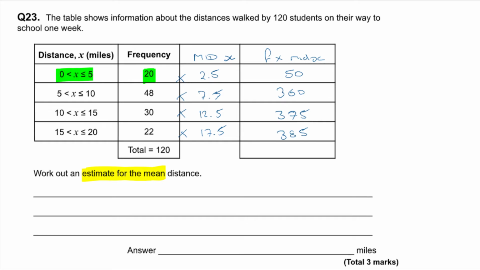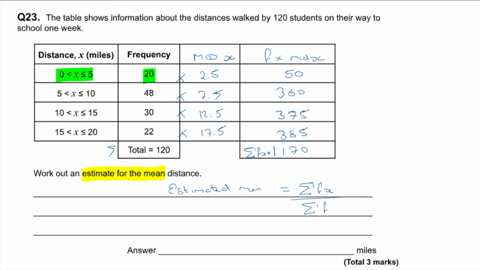And now we need the total. We just need to add all those up, don't we? So 385 plus 375 plus 360 plus 50. That comes to 1,170. Then my estimated mean is going to be sigma fx, the sum of the frequencies times the x values, divided by sigma f.